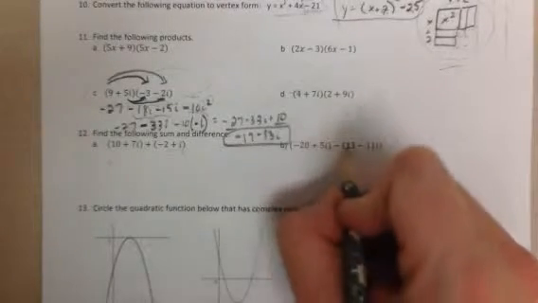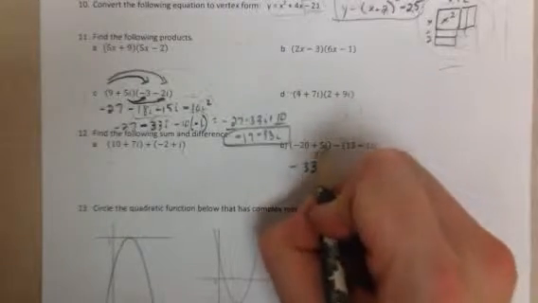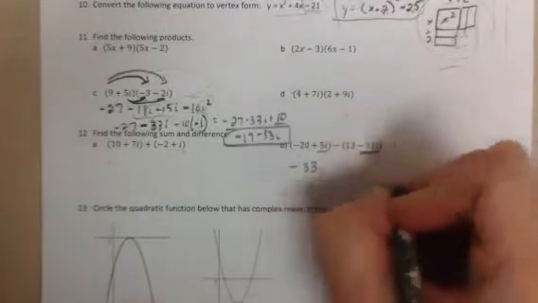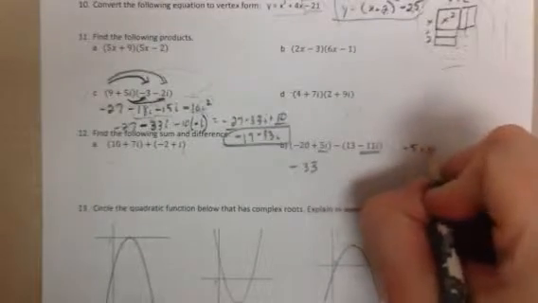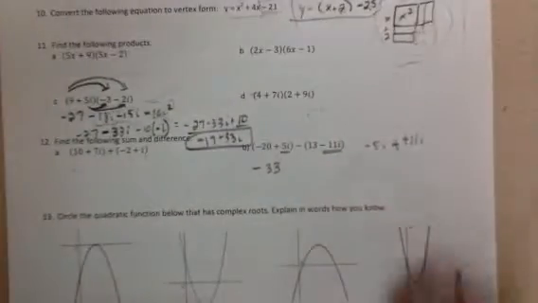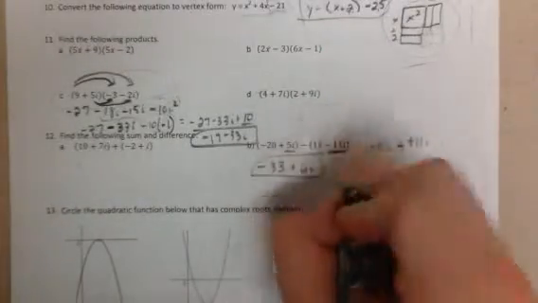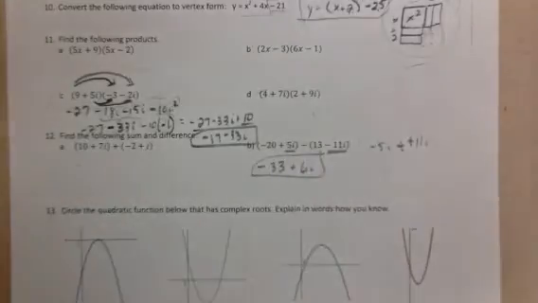So if I do negative 20 minus 13, that's negative 33. If I do negative 5i minus negative 11i, that's the same thing as adding a positive. So that's really positive 6i. So A and B are just combining like terms.